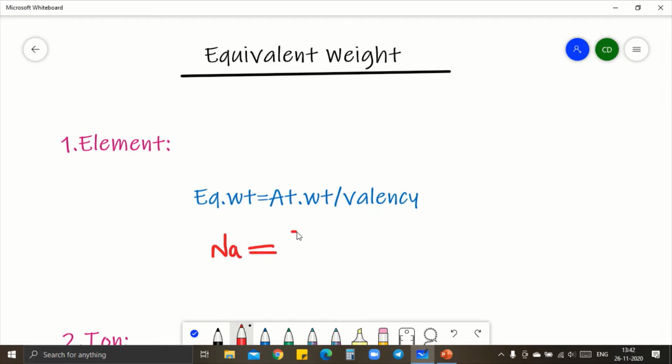Atomic weight of sodium is 23 and the valency is the number of electrons the element loses or gains to achieve octet configuration. So sodium loses one electron, so its valency is 1. So its equivalent weight is 23.